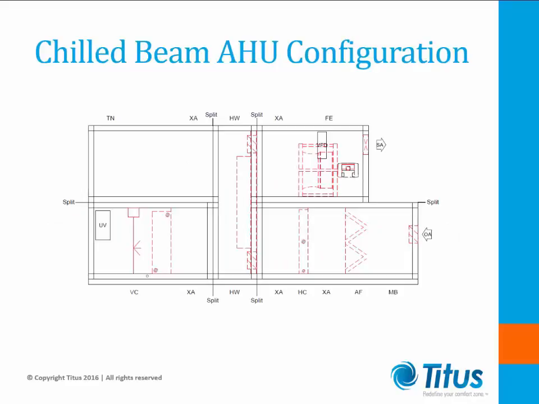Air handling units in a chilled beam system provide the following functions. Primary air at a medium pressure to the beams to drive induction and space cooling. It also serves as dehumidification to meet the space's latent loads and ventilation air to the occupied space.